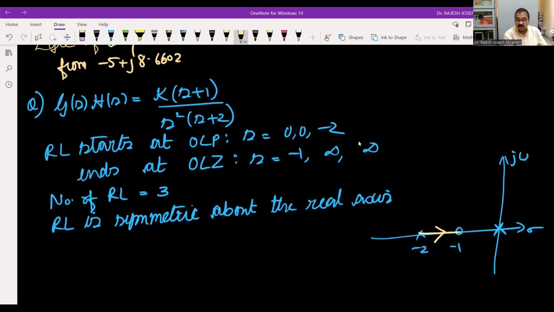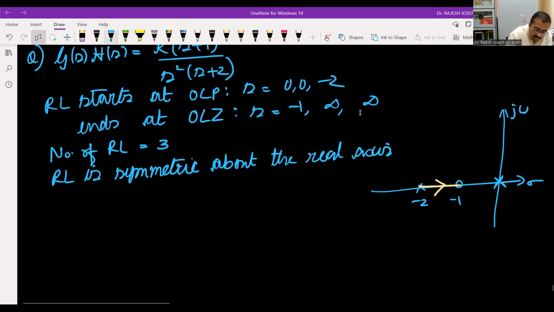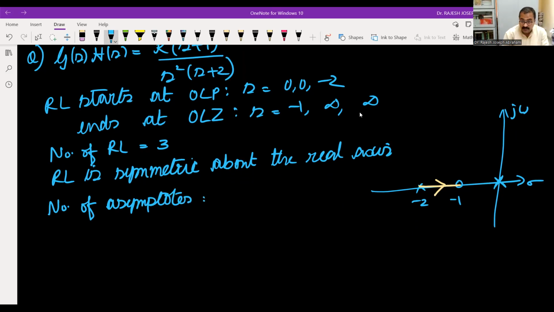Now what next? We need to calculate the asymptotes. Number of asymptotes: how to find that? P minus Z. What is P? The number of finite poles, that means 3. Z is the number of finite zeros, that is 1. So the number of asymptotes is 3 minus 1, which is 2.